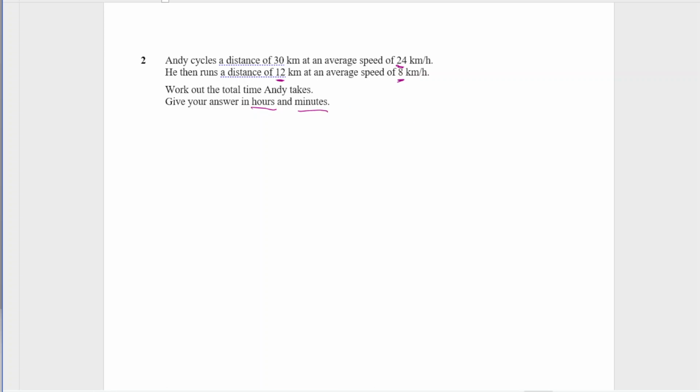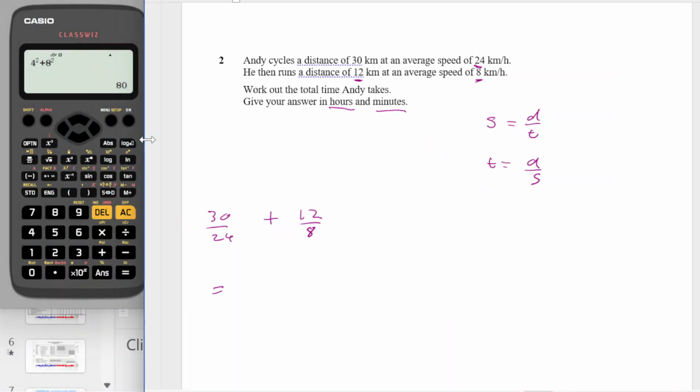Okay, so speed is equal to distance divided by time. So we want to work out total time for both of these. So time is going to be equal to distance divided by speed. So in effect, we want to add together 30 over 24 plus 12 over 8. I'm going to do it just like that, really, and then I'll convert it into hours and minutes afterwards.